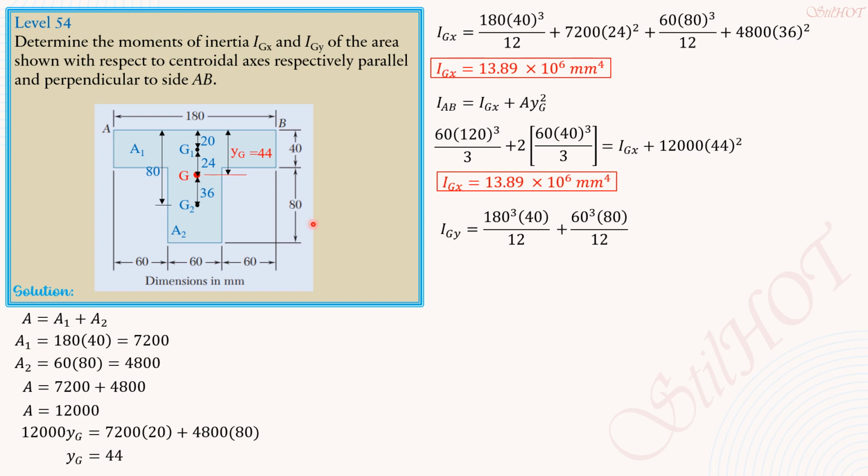So that is IGY, because the centroidal y-axis happens to pass through G, and the centroids of the individual areas also lie on that axis. So we just use this. IGY therefore is equal to 20.88 times 10 to the 6 mm to the 4th.